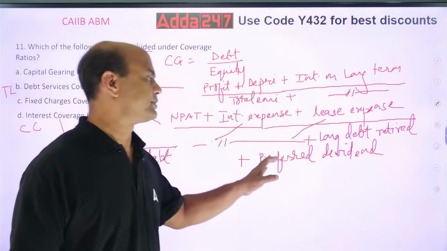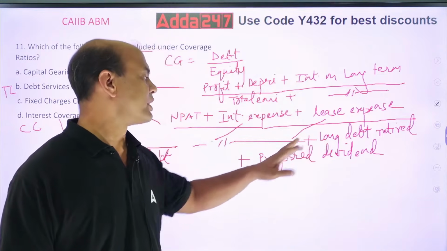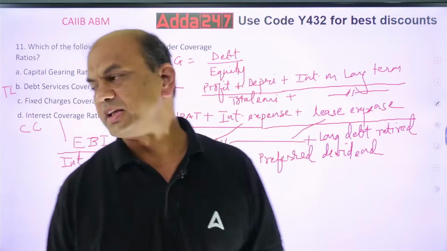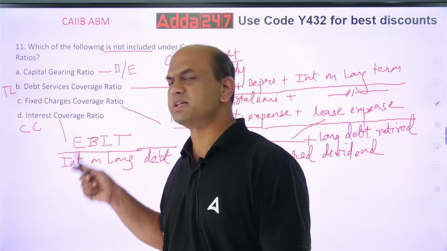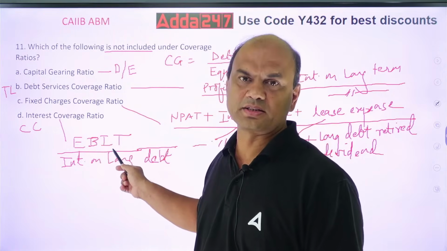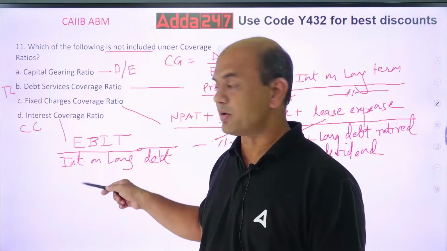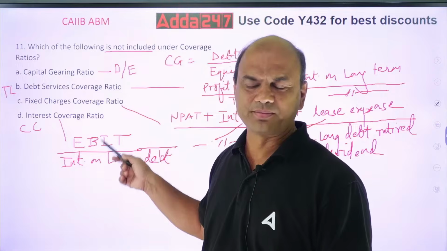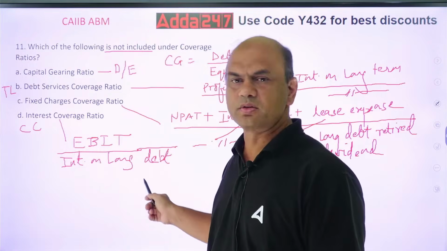Interest plus lease expense plus long-term debt retired plus preferred dividend. Write down this formula. And last one, interest coverage ratio. That is used for your CC. EBIT, earning before interest and taxation, upon interest on long-term loan. So it's very simple. EBIT upon interest on long-term loan.